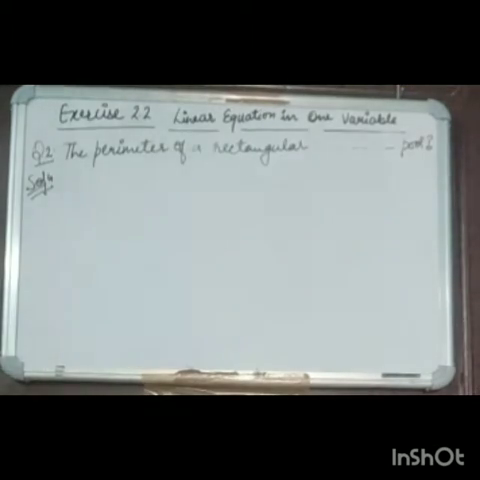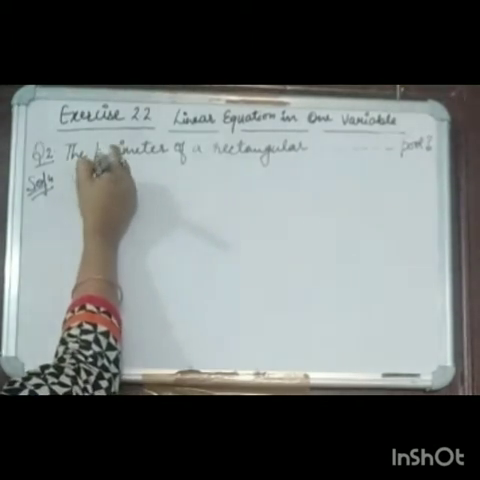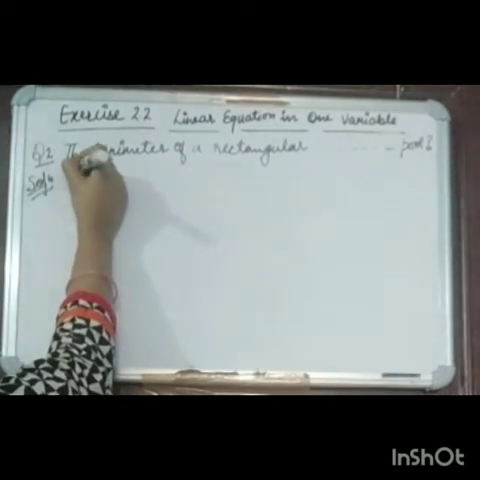Now here is question number 2. From your book, exercise 2.2, question number 2: the perimeter of a rectangular swimming pool is 154 meter. Its length is 2 more than twice its breadth. What is the length and breadth of the pool? Now see here. First of all, what is given? We will write here whatever is given.